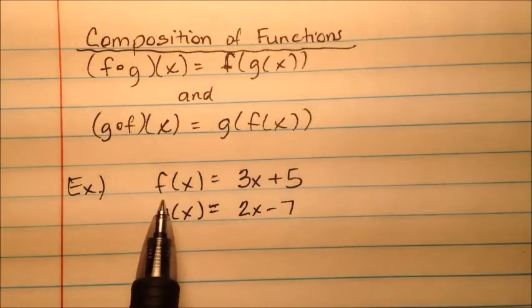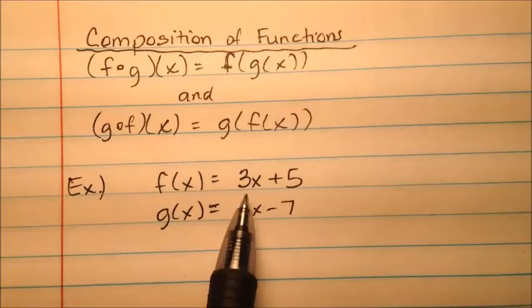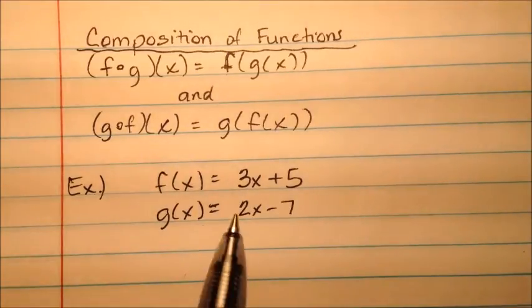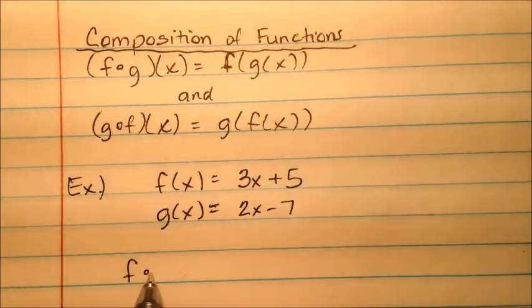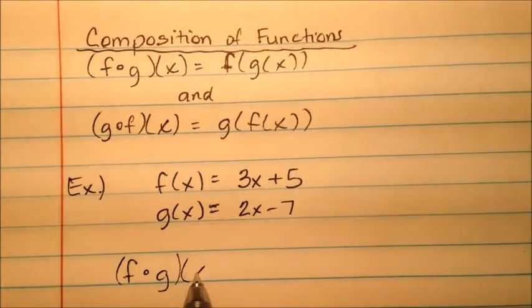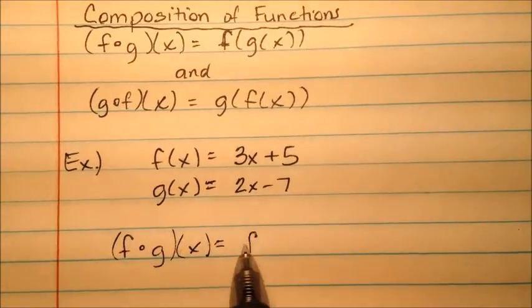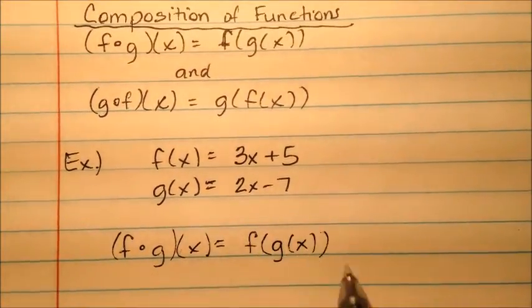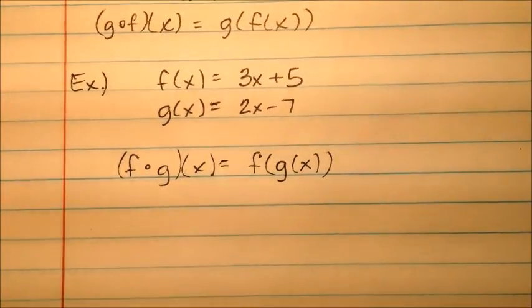In the first example, we have two functions, f of x and g of x, and f of x is going to be defined as 3x plus 5, and g of x is going to be defined as 2x minus 7. So if we're going to find f circle g of x, this means that we're going to put the g function into the f function. So let's see what that looks like.